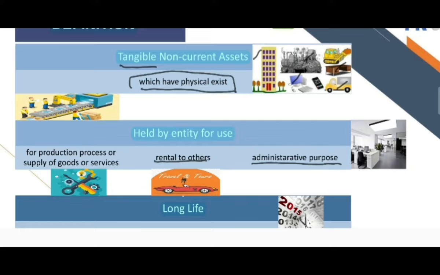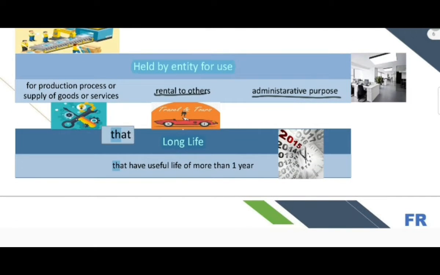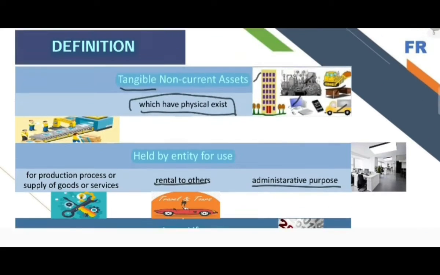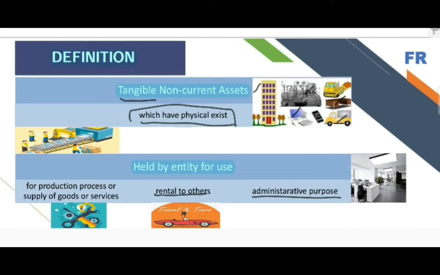But one important point to remember is that if you have purchased land and building to rent out to others, then instead of IAS 16, IAS 40 would be applied. If you are purchasing land and building with an intention to let it out, rent it out, then instead of IAS 16, property, plant and equipment, IAS 40, investment properties would be applied. Then it is about long life, that have a useful life of more than 1 year. So this is the definition of property, plant and equipment, that these are tangible non-current assets held by the entity for use and have life of more than 1 year.